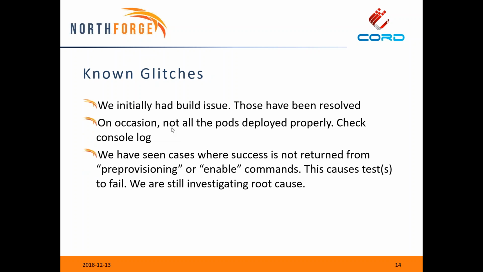Known glitches. Initially we had lots of build issues, but those have been resolved. On occasion, not all pods get deployed properly, so check the logs for that. Do we automate the checking of the console log automatically and then stop the test case? Or I would guess the robot would check it, right?